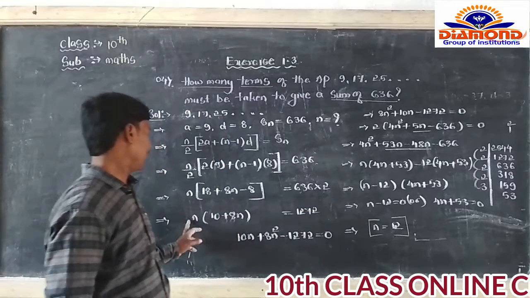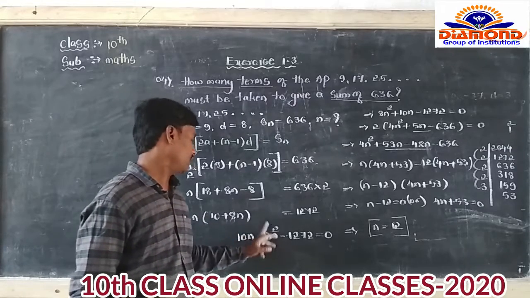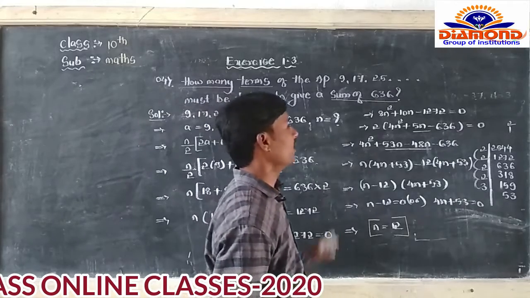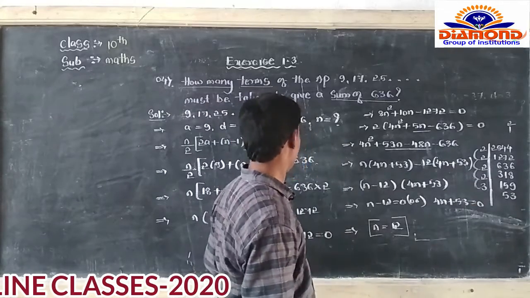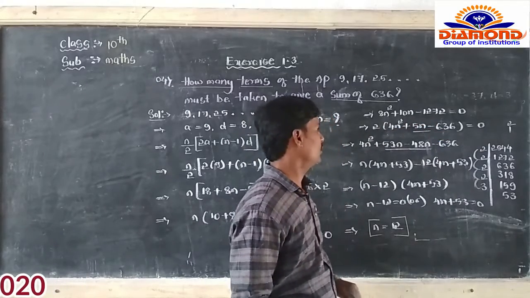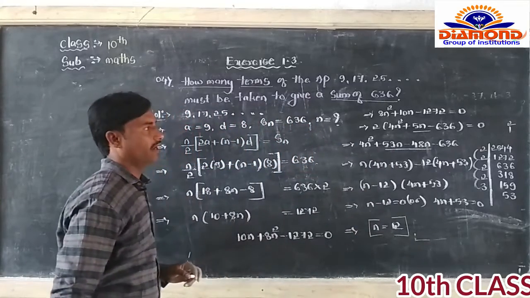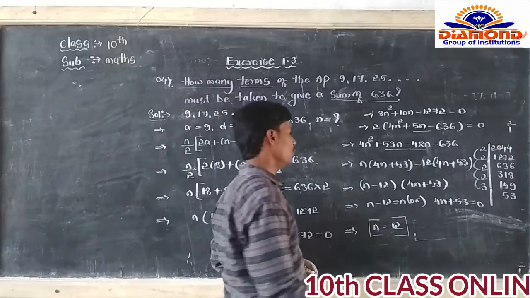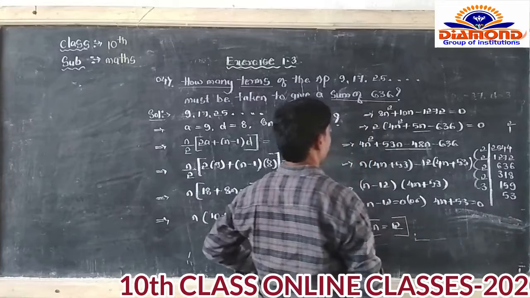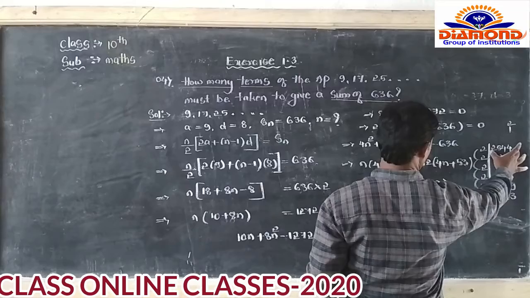Then here n into 10 is equal to 10n, plus into plus is equal to plus, n into 8n is equal to 8n square, and this we bring as minus 1272 is equal to 0. When we write it in descending order, here 8n square plus 10n minus 1272 is equal to 0. Then we are taking 2 common, the HCF of 8, 10 and 1272 is 2. So 2 4s are 8, 2 5s are 10, 2 636s are 1272. So next, 4n square, 4 into 636 is equal to 2544 came.